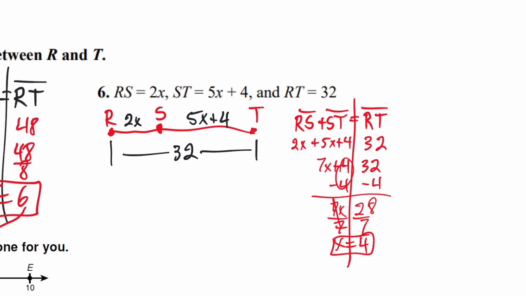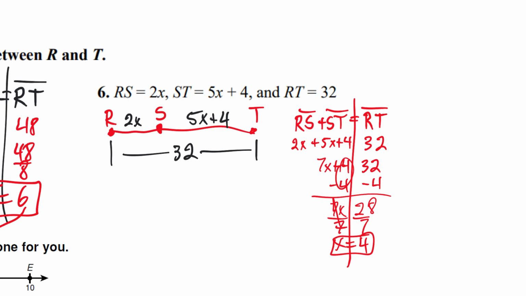All right, so RS plus ST equals RT. RS is 2x, ST is 5x plus 4, RT is 32. Combine like terms 2x and 5x. 2x and 5x makes 7x, minus 4 from both sides. 7x equals 28, divided by 7, x equals 4. So x equals 4, that's part of the answer. The other thing is I need to know how long RS is. So how am I going to find the length of RS now?